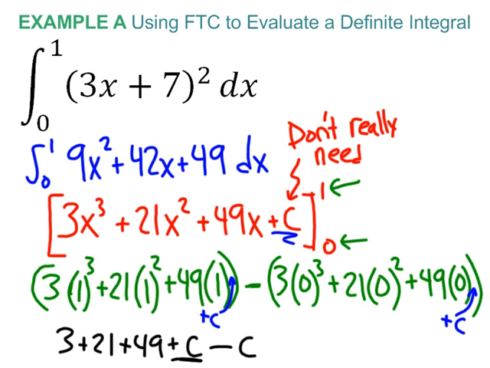So that will always happen. The plus c in the first set of parentheses will always have a minus c along with it. So that's why I said we don't really need the plus c. Anyway, 3 plus 21 plus 49, that's going to be 73. And that is our final answer.